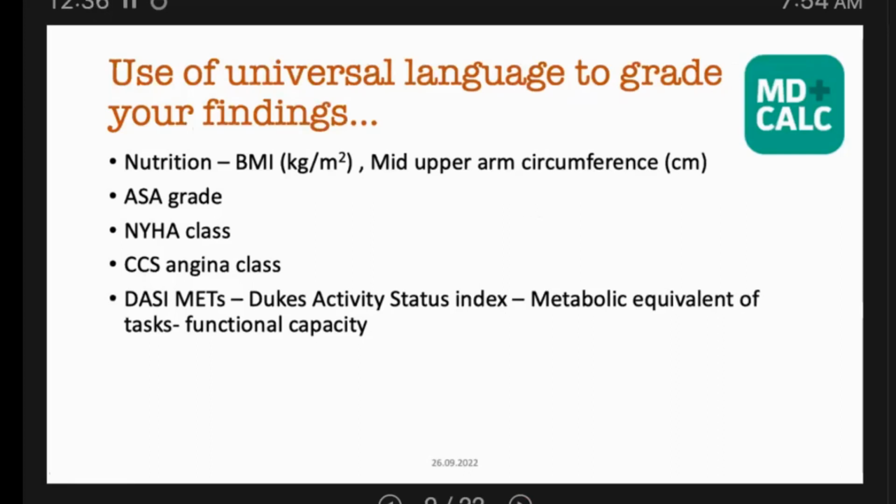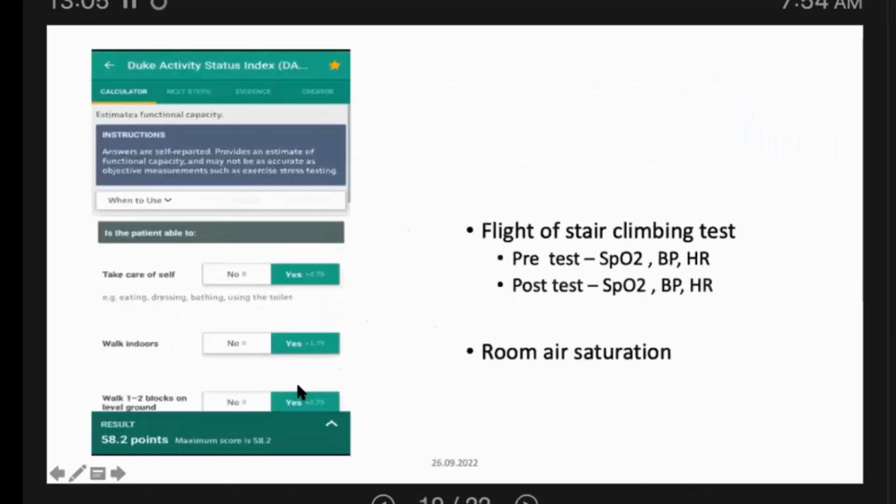These are all available. So I'm just introducing MDCalc. Anybody can use it on the smartphone, very easy to calculate. So you get all the gradings done in MDCalc. And not only that, you get the perioperative morbidity and mortality as well as a finding of that score underneath your calculations. Then not only that, you have the DASI METs. Not the METs that we usually talk about, we have to go for the Duke Activity Status Index, metabolic equivalent of task, which gives the accurate functional capacity. Let's see what it is.